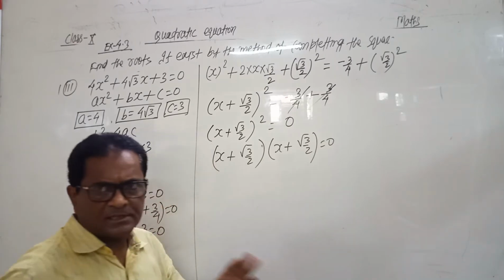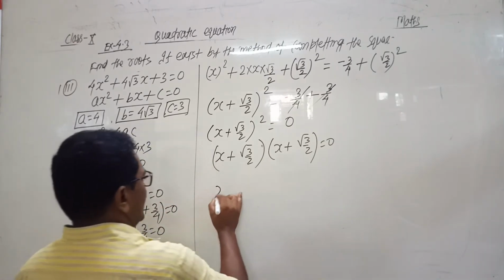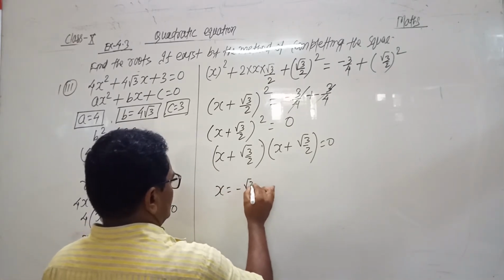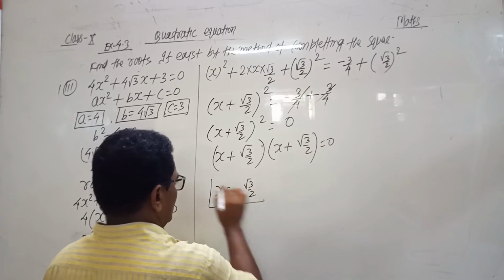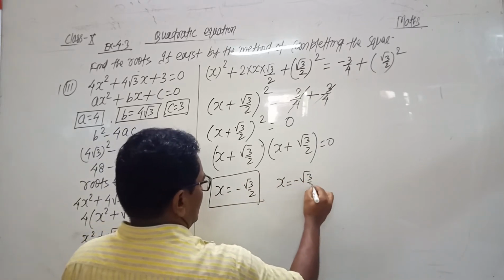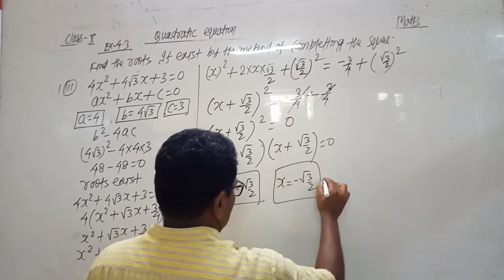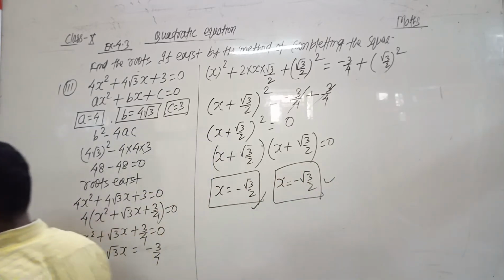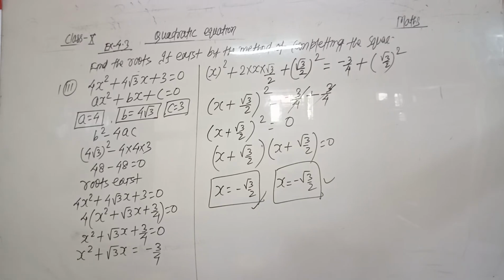From both these expressions we get the value of x equals to minus root 3/2 from here, and from here also we get the value of x equals to minus root 3/2. So these are the two roots of the quadratic equation.